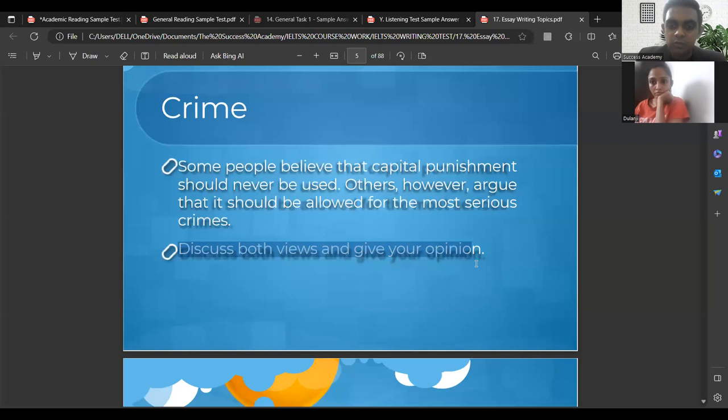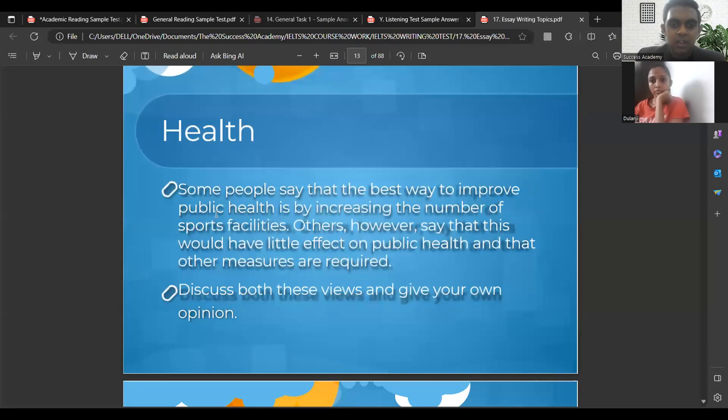So if you go to a different theme altogether, health. Some people say that the best way to improve public health is by increasing the number of sports facilities. Others, however, say that this would have little effect on public health and that other measures are required. Discuss both these views and give your opinion. So you understand, this is not some easy O-level, A-level type essay. It's a serious opinion, argument-based essay. But it's very easy once you understand the structure, right?